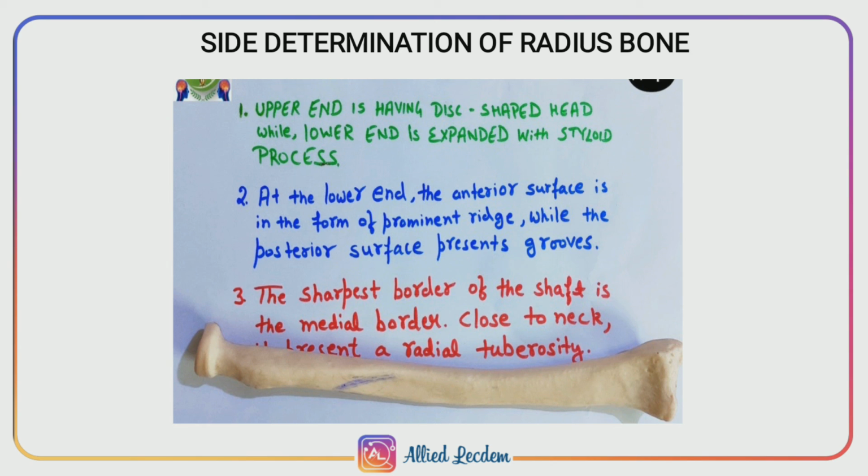The head should be disc-like, the lower end should be expanded, the medial border should be sharpest and present the radial tuberosity at the upper end, and the posterior surface at the lower end should present a tubercle called the tubercle of Lister.